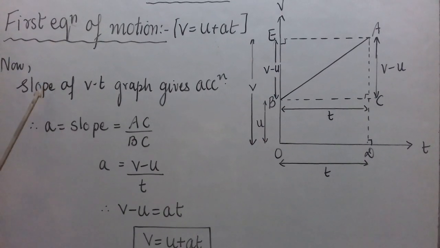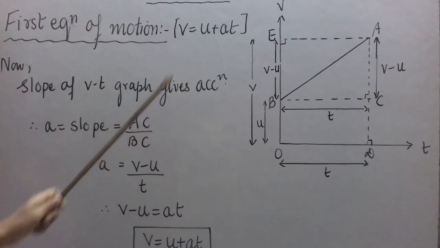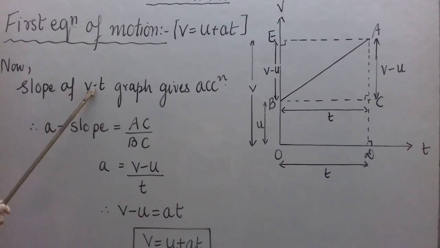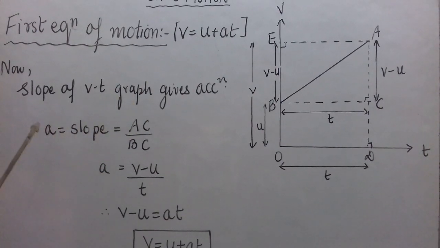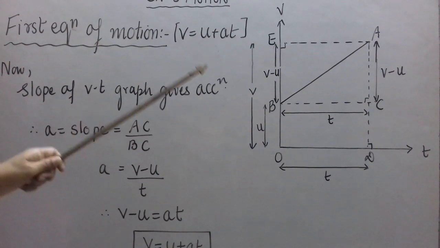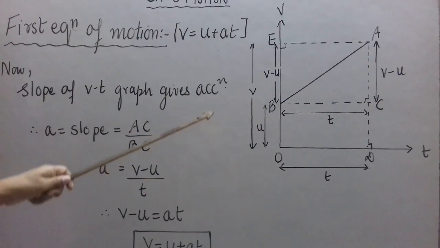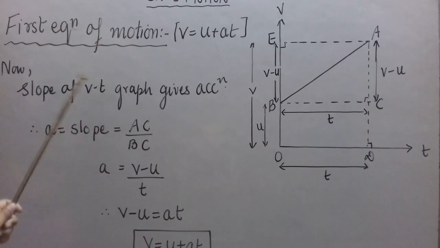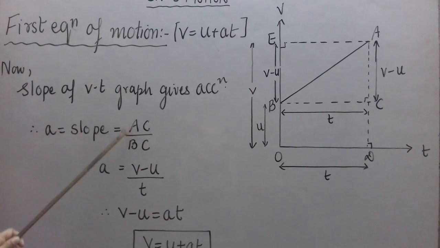We know that slope of VT graph gives us what? Acceleration. Hope you remember this. We have done this in the previous lecture. Slope of VT graph gives acceleration. So acceleration A is equal to slope. What is slope? I have told you one method of remembering the slope, it is perpendicular upon base. So in this case, slope is AC upon BC.